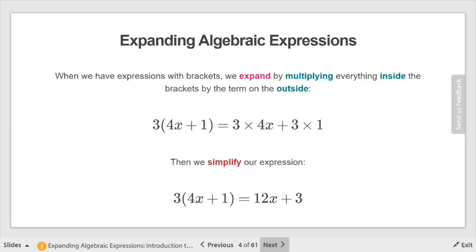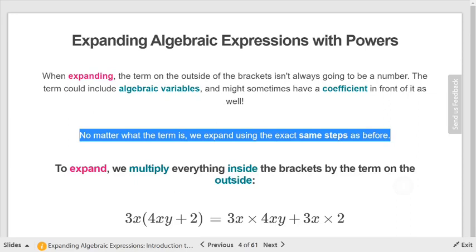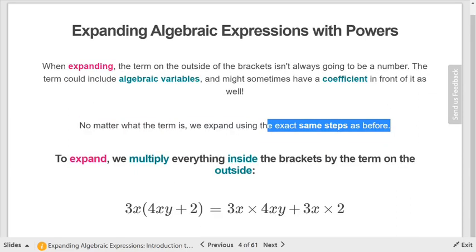All right. Will it change if I have more stuff, do you think? More letters, more numbers? Absolutely not. It's exactly the same process. You're just going to get more complex answers. So look at this one.